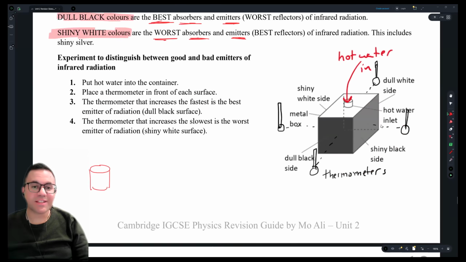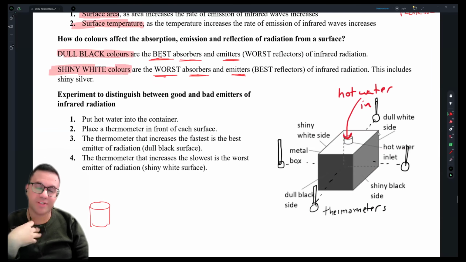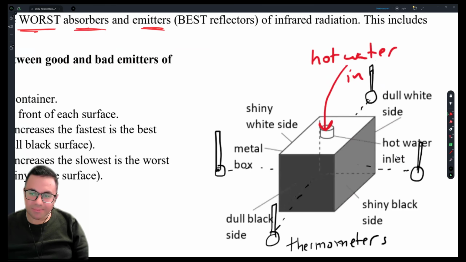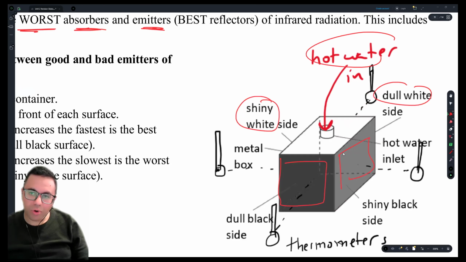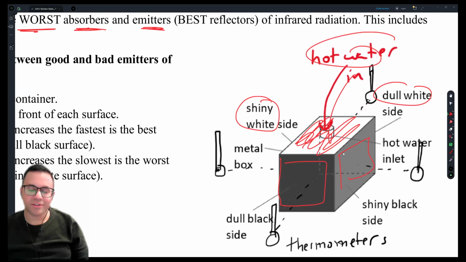What if you already have an object that's hot? It's not going to absorb heat, it's going to emit heat. So if you get one big metal can, and you have different colors of surfaces. So one side is dull black, one side is shiny black, one side is shiny white and dull white. And then you pour hot water in. So it is hot. All of the surfaces emit heat. Every side will emit heat. But the dull black side will emit the most heat. The shiny black side will emit a little bit less. The dull white will emit a little bit less. The shiny white, barely any heat.